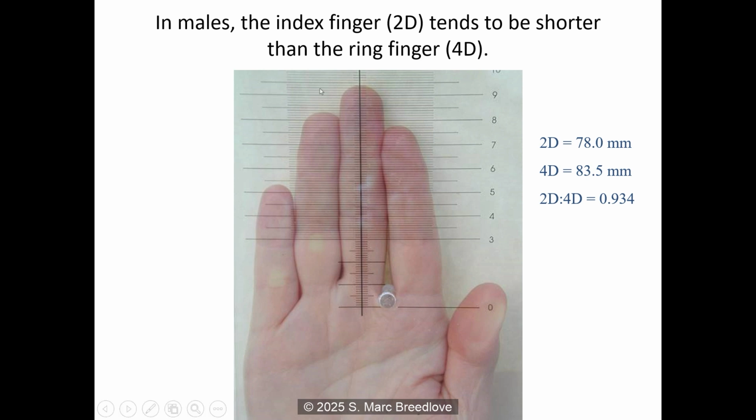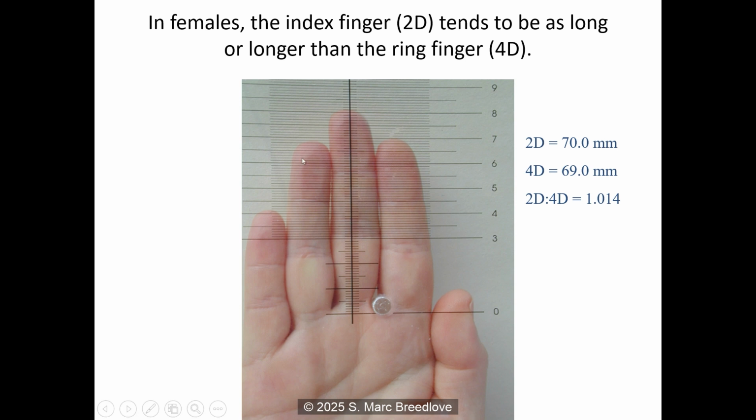Anyway, so here's a typical male hand where we can take a Xerox of people's hands, line it up on a ruler. And so this index finger, which is the second digit, is 78 millimeters. The ring finger is 83.5. We can take a ratio of that, and it's about 0.934, always close to 1. Or here's a female digit ratio, female hand, where the index finger is longer than the ring finger, right? And so that difference is larger. So in general, women have a larger 2D:4D than men.